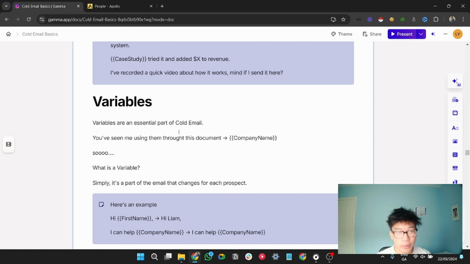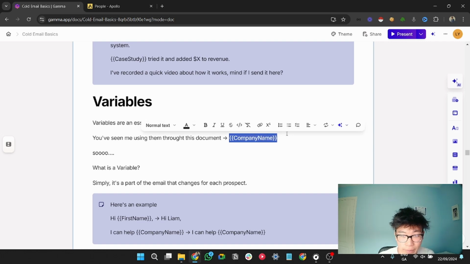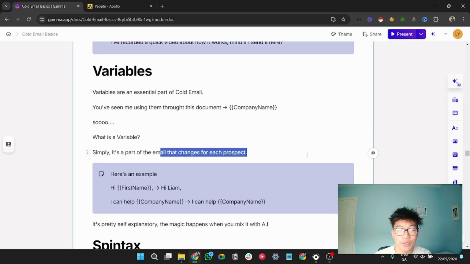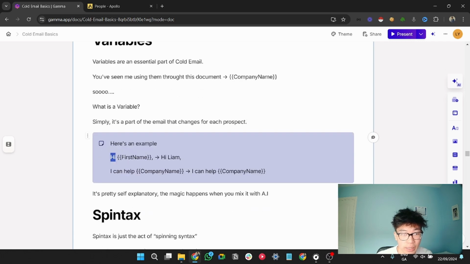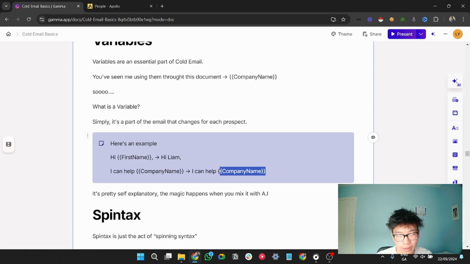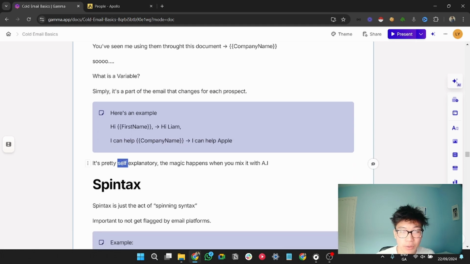So variables. Variables are an essential part of cold email. You've been seeing me use them in this document, like company name. So what is a variable? Simply, it's a part of an email that changes for each prospect. So here's an example: hi first name becomes hi Liam. I can help company name. That's supposed to say Apple. Whoopsies. I can help Apple. So it's just how it works, like that. It's pretty self-explanatory. The magic happens when you mix it in with AI, which I'll have more videos coming out on soon, because AI is the bread and butter of my entire business and the backbone behind it. But it's not about me, it's about you guys.